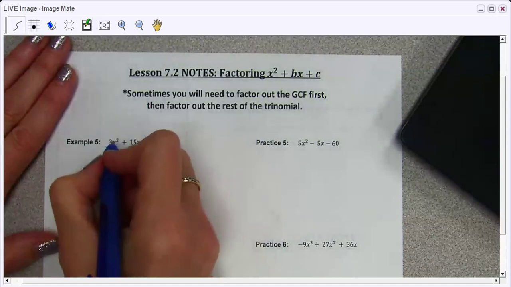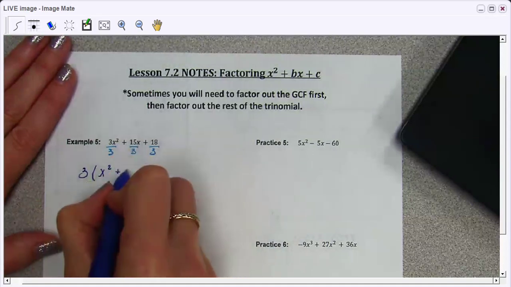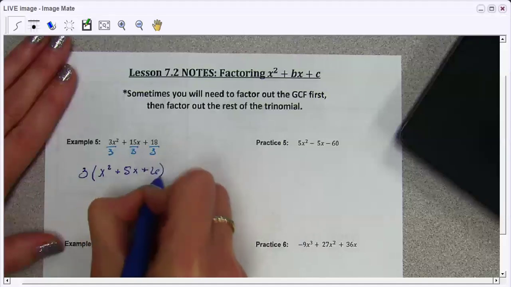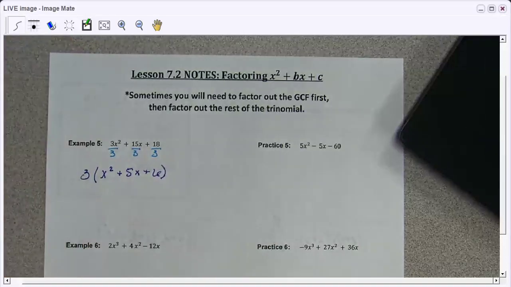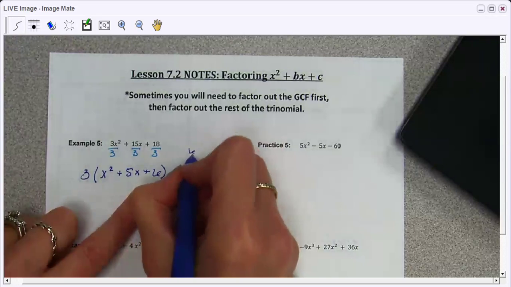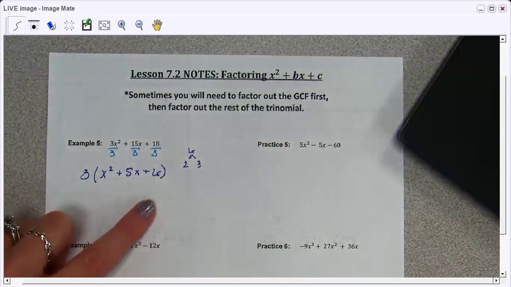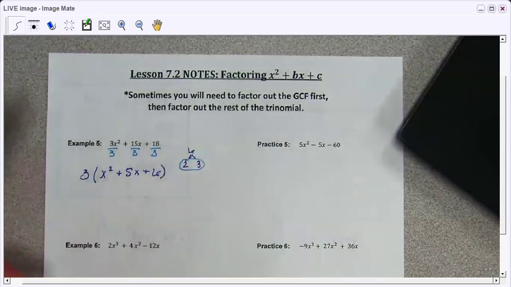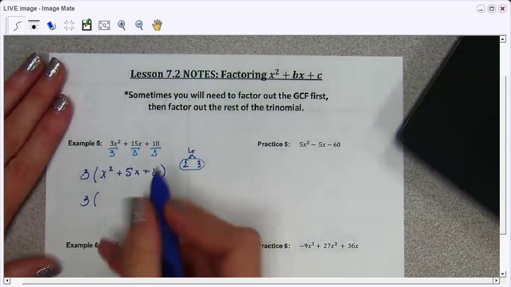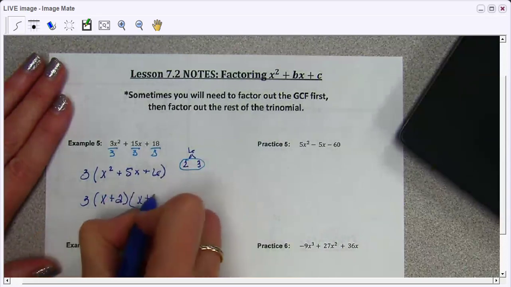And then we go ahead and divide. So 3x squared divided by 3 is x squared. 15x divided by 3 is 5x. And 18 divided by 3 is 6. And then once we do this, we just factor it like we did the front page. So we take factors of 6 that give us a 5. Okay. And it's going to be 2 and 3. So when we write this out, we put the 3 on the outside, we keep that 3, and then we have x plus 2, x plus 3. Okay.